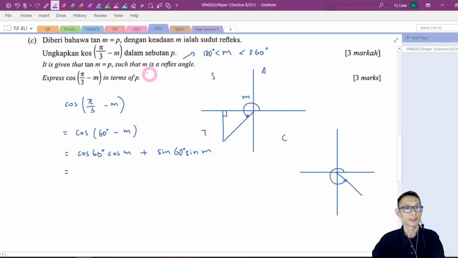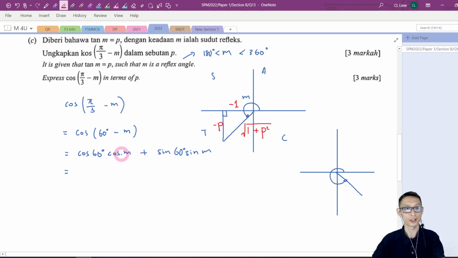Okay, tangent M is equal to P, TOA, opposite divided by the adjacent. So here I'm going to go down, right? I'm going to put negative, and this is the left hand side of the y-axis, I'm going to put a negative as well. So once you have the two sides here, can you get the length of this side? No problem, right? Negative 1 squared is equal to 1, plus negative P squared is equal to P squared, then root. Okay, now I have all the information that I need.